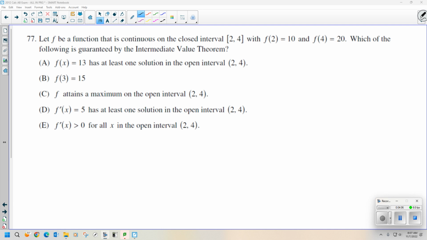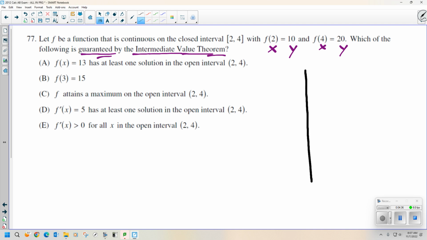77. Let f be a function that is continuous on the closed interval from 2 to 4, with f of 2 being 10 and f of 4 being 20. Which of the following is guaranteed by the intermediate value theorem? Train your brain. These are coordinates. First thing I'm going to do is plot these because we like visuals. We're going to go 1, 2, 3, 4.